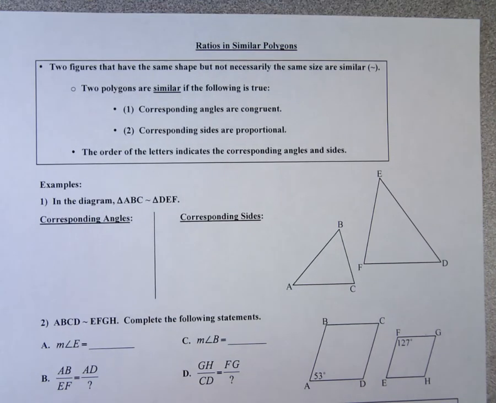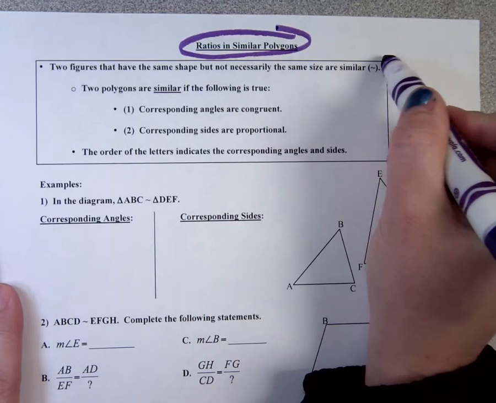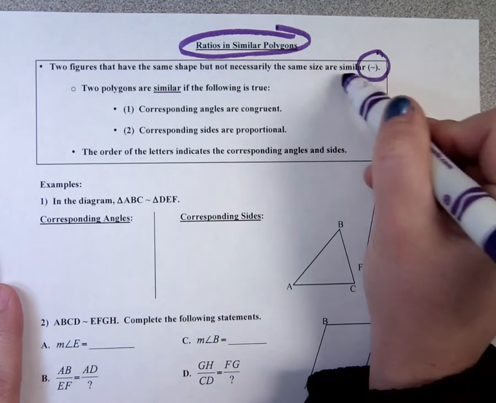For the last few days we have been talking about congruent polygons, and congruent polygons, congruent shapes, have the exact same angles and the exact same sides as one another. So all the corresponding angles are congruent, all the corresponding sides are congruent. But today we're talking about similar shapes. This right here is the symbol for similar.